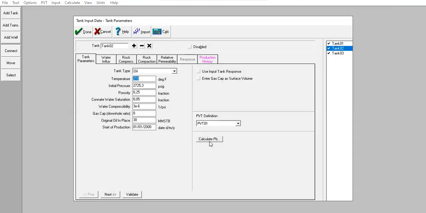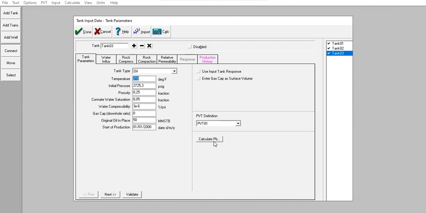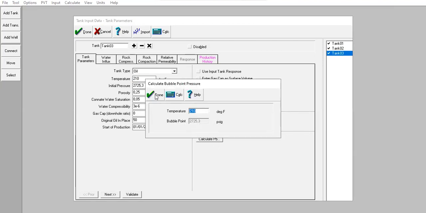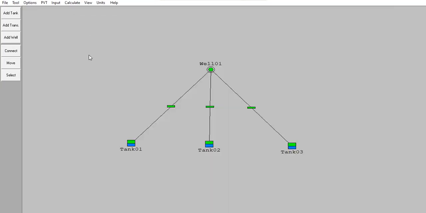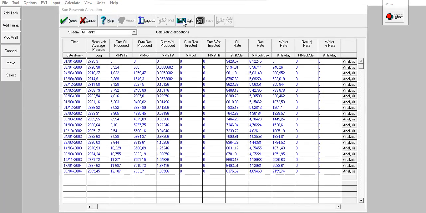Okay, tank two. All right, so far so good. So usually as an engineer, you will have this same problem in your daily job, doing MBAL simulation or other analysis. Calculate PB. All right. So now we can go back to calculate and run allocation. Calculate.